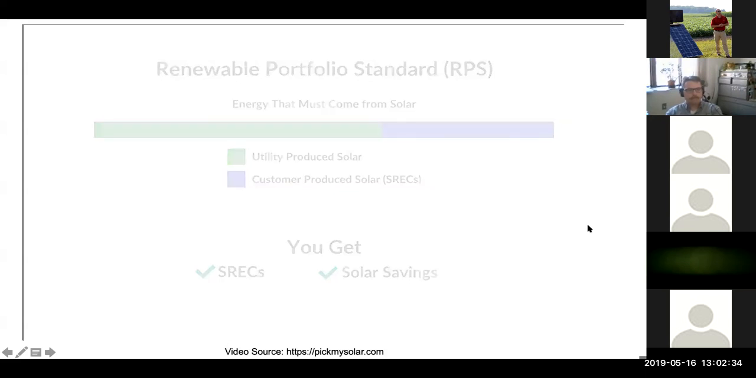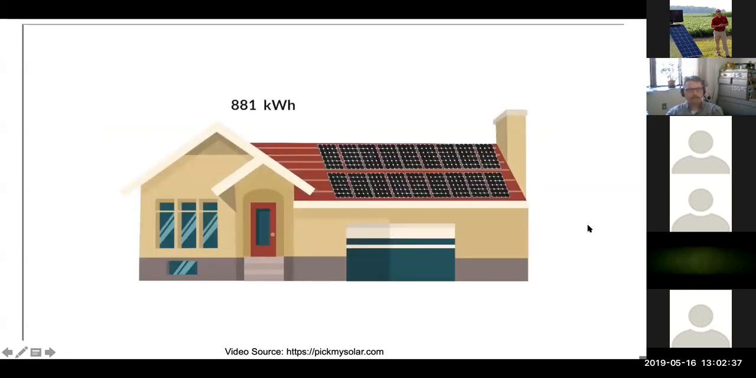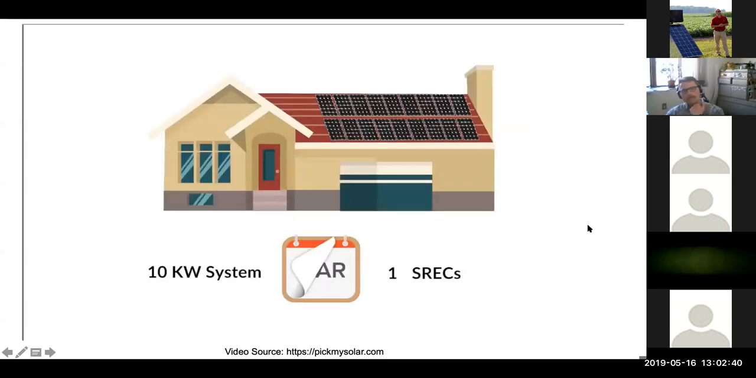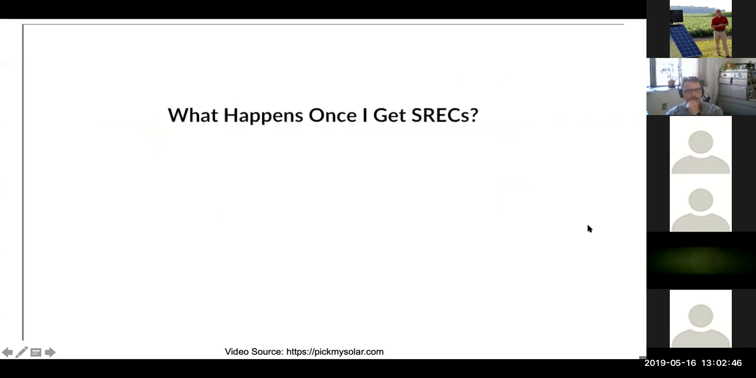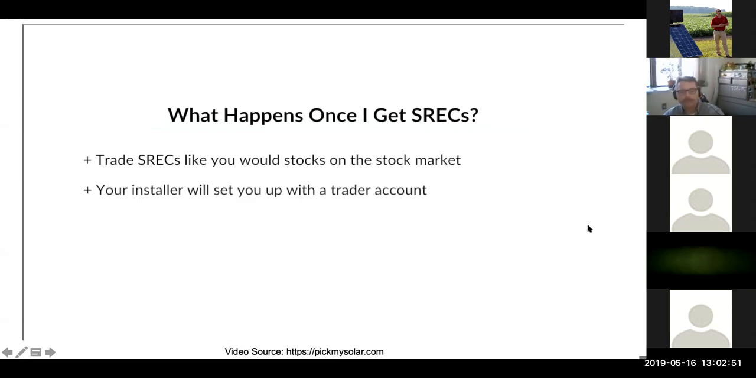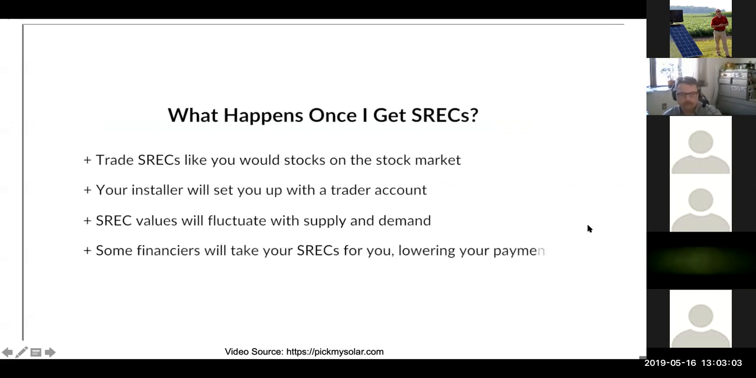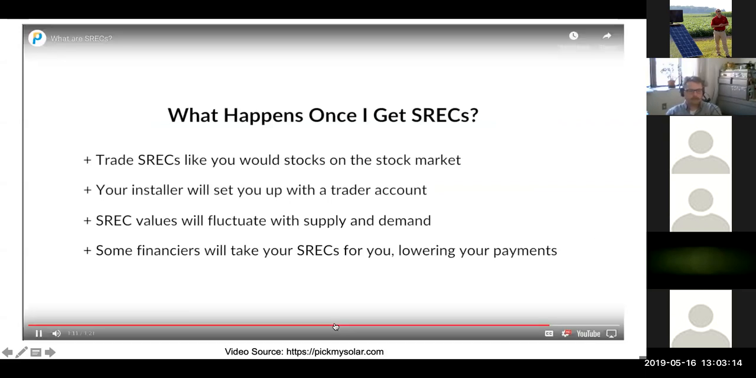The way it works is pretty simple. For every megawatt hour your system produces, you'll get 1 SREC. For some perspective, you'll get around 12 SRECs a year from a 10 kilowatt system. Once you have the SRECs, you can trade them much like you would on the stock market. Your installer will set you up with a trader account, and you can begin trading as soon as your system produces an SREC. Since the SREC market operates much like the stock market, the value will fluctuate based on simple supply and demand. Some financiers will allow you to sell your SRECs to them, reducing either your total cost or your monthly payment. How you choose to manage your SRECs is ultimately up to you, but in states with an SREC market, it is a fantastic solar incentive.